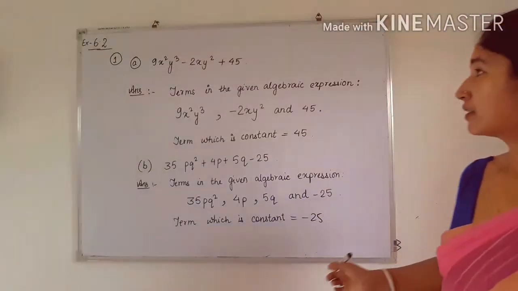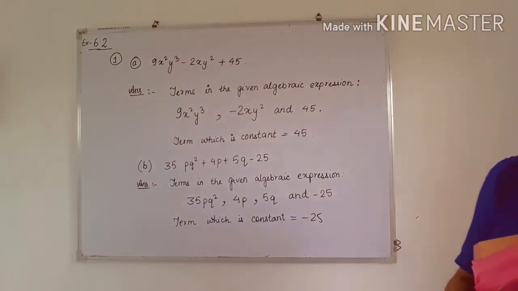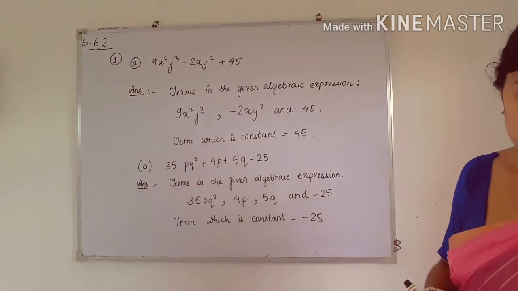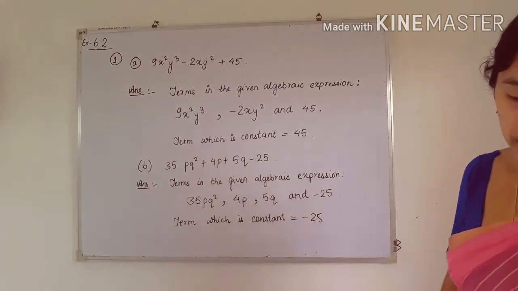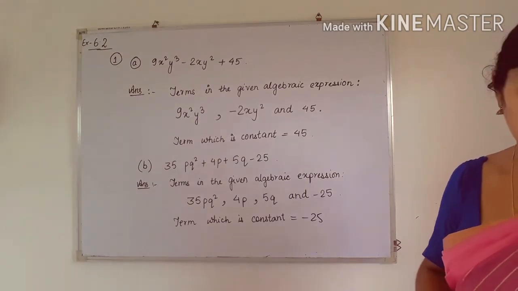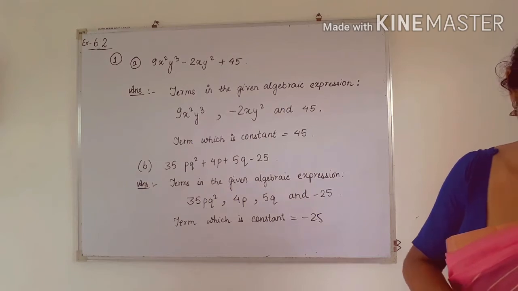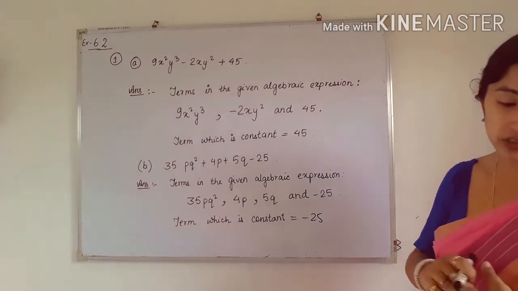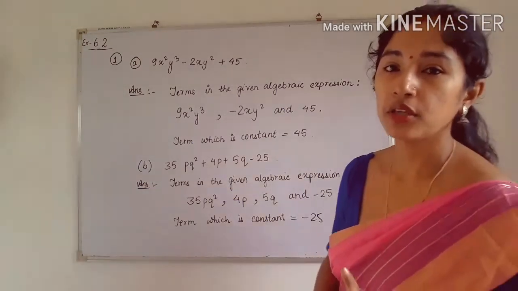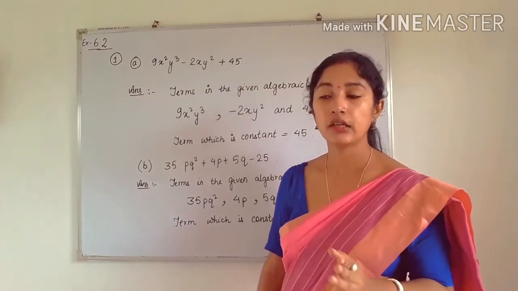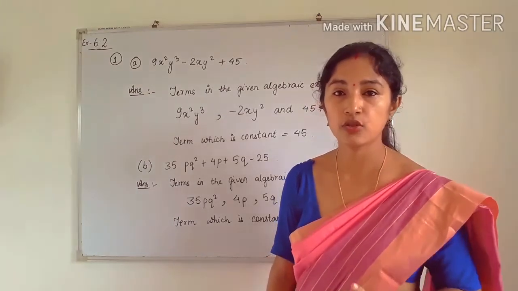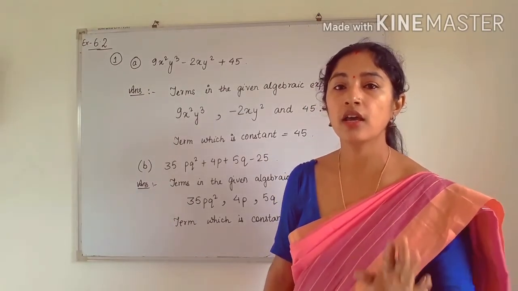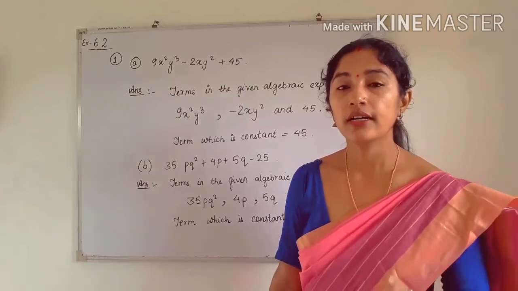So next is exercise 6.2. See, in question number 1, we have to list the terms with variable. Algebraic expression is given. We have to list the terms with variables and terms which are only constants. So we have to find two things. First is we have to list the terms. That means we have to write the terms which are present in the algebraic expression. And second, we have to write the constant.